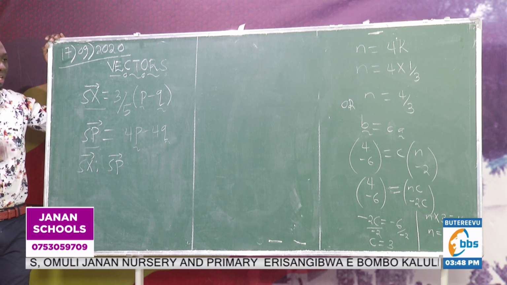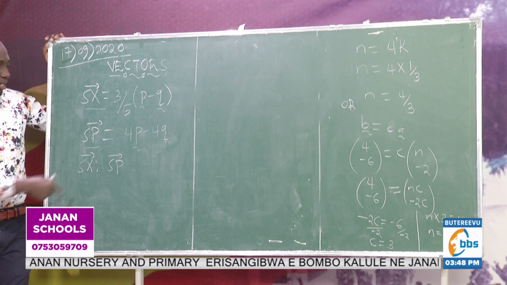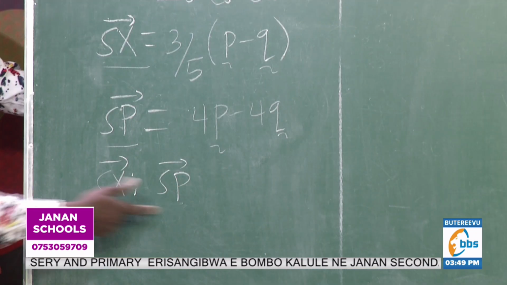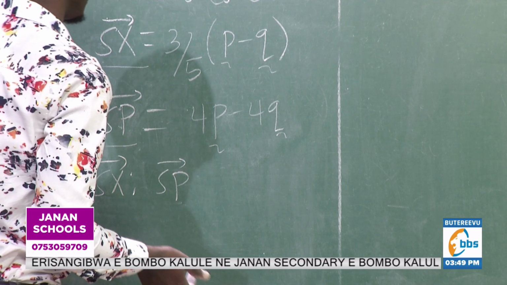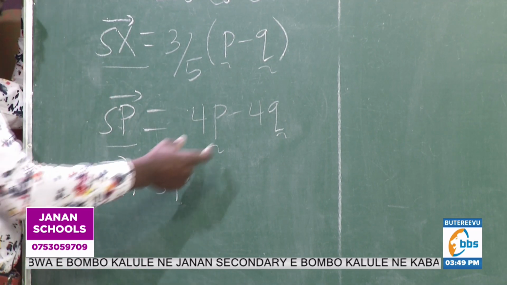Then that means they are collinear. Then they're saying again, find the ratio. The ratio is going to be very, very easy for us. So what we can do here is divide. And before you divide, you have to see that there's something similar.